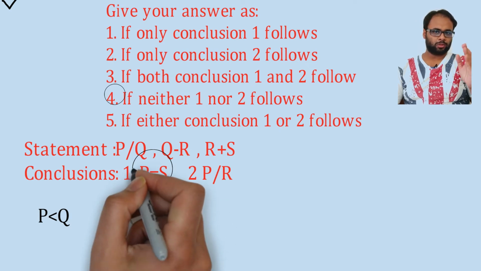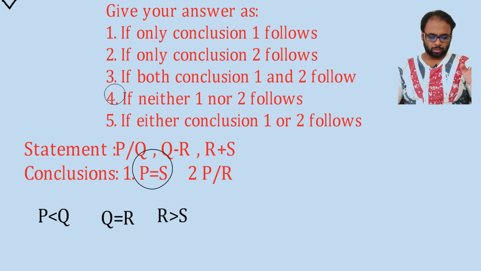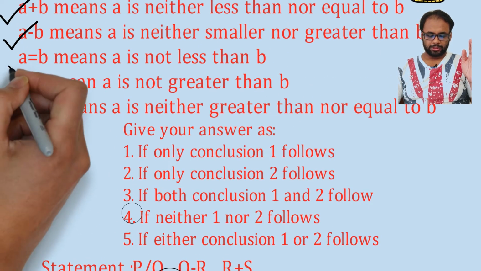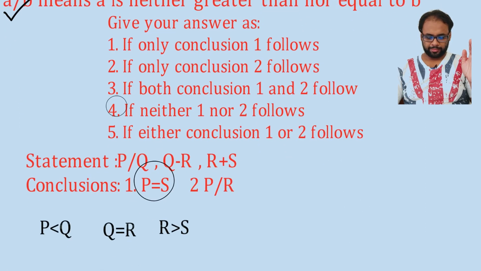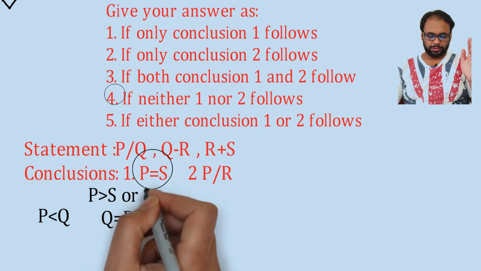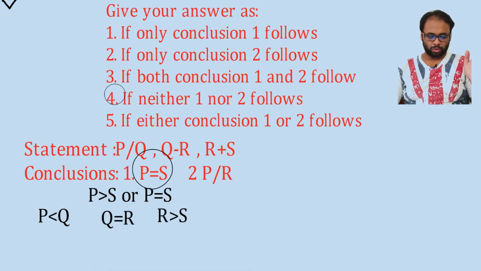Now let us see the first conclusion. The first conclusion says P is equal to S. So what does equal to mean? It means A is not less than B. Right? So it is either greater than, P is greater than S or P is equal to S.